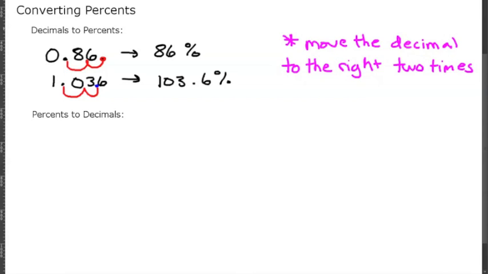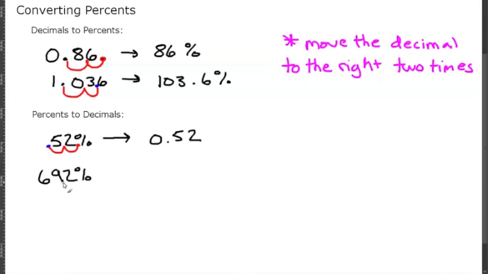Let's look at converting a percent to a decimal. Let's say that I give you 52%. Now, we're just going to do the opposite of what we did above. We're going to move the decimal point to the left. 1, 2. So our new decimal point is in front of the 5, so that's going to give us 0.52. And if you look at this, this is really 52 hundredths, or 52 out of 100, which is 52%.